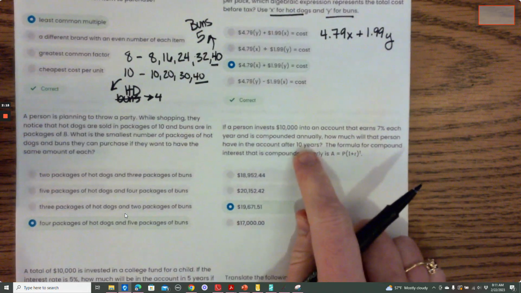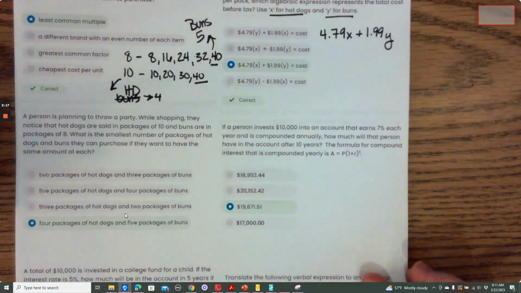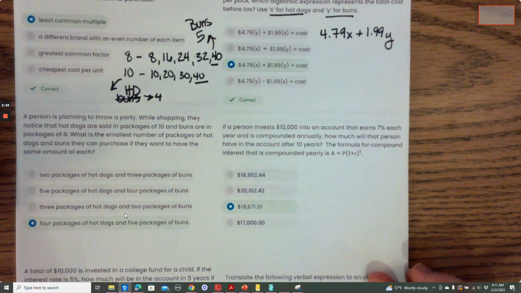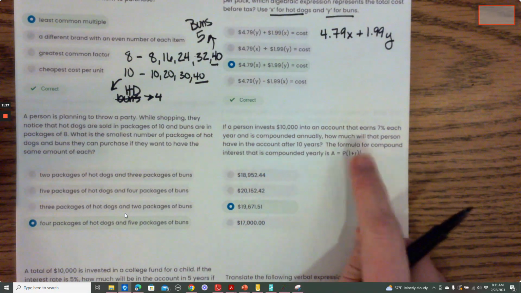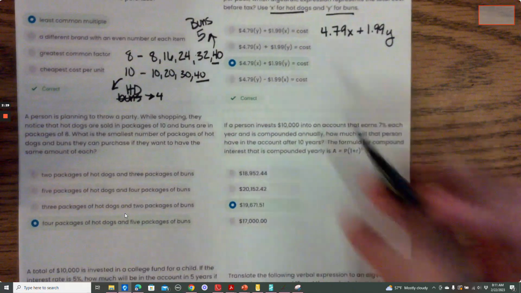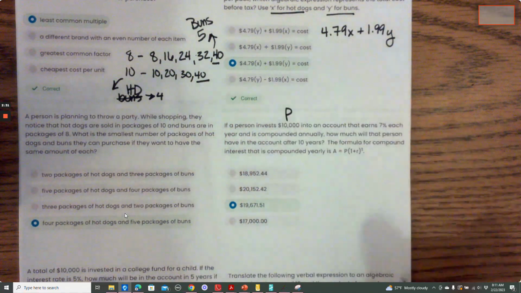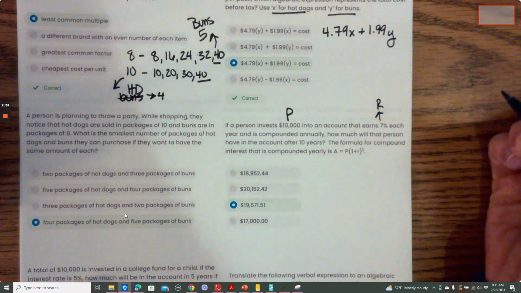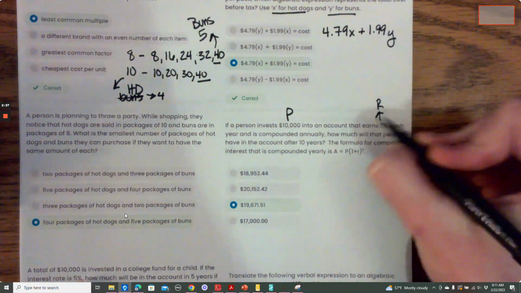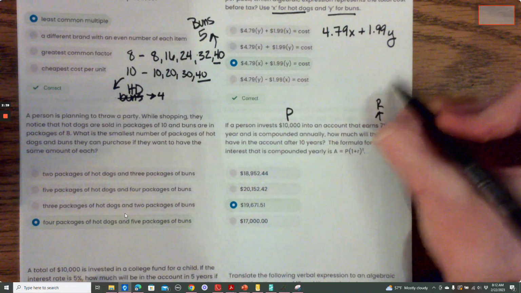If a person invests $10,000 into an account that earns 7% each year and is compounded annually, how much will that person have in the account after 10 years? The formula for compound interest that is compounded yearly is given to you. So A is your principal amount. 7% is your rate. You always have to turn a rate or a percentage to a fraction or a decimal.